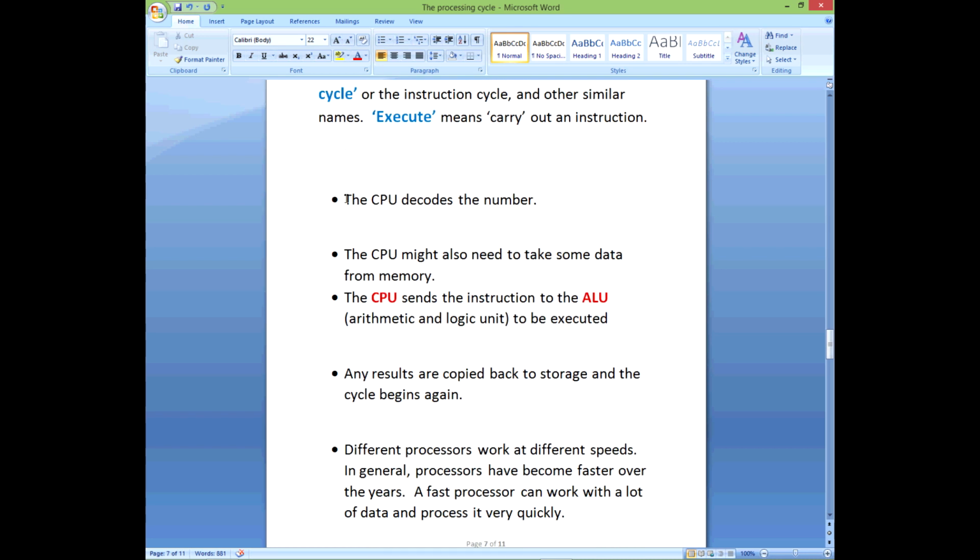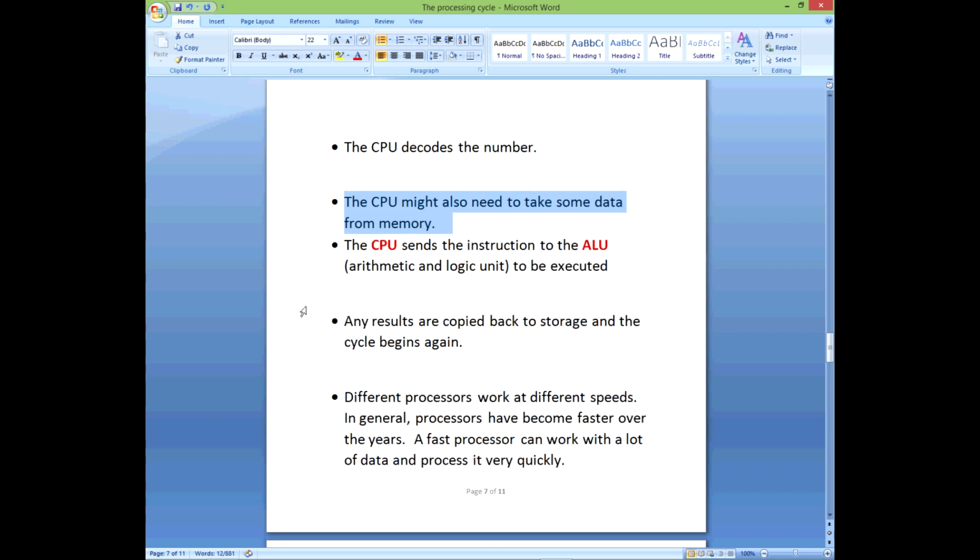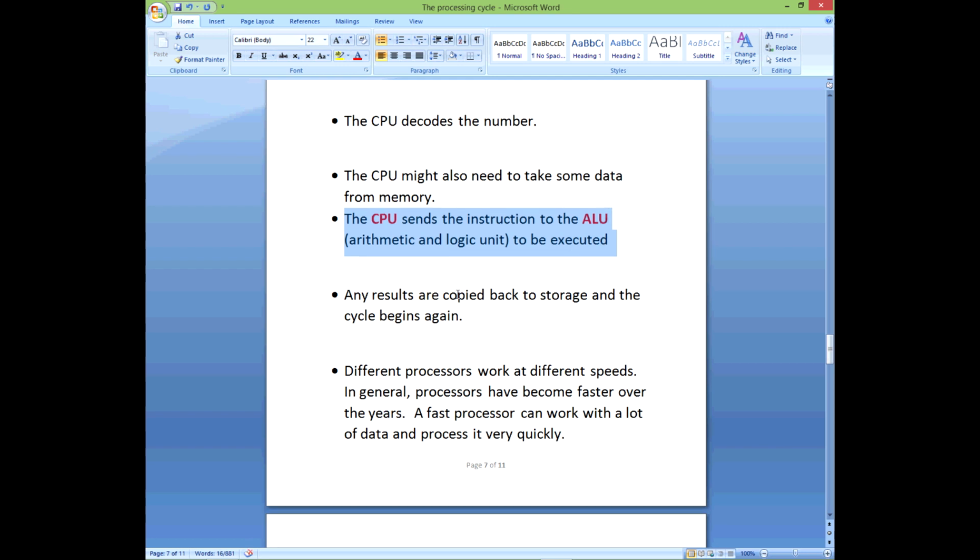Alright, let's go into some details now. The CPU decodes the number, same thing like before. The CPU might also need to take some data from main memory. The CPU sends the instruction to the ALU, which is the arithmetic logic unit, to be executed. Any results are copied back to storage and the cycle begins again.